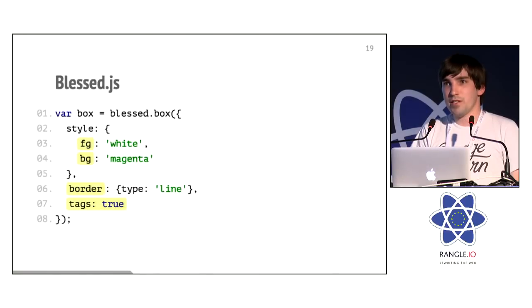But at the same time, it has really big disadvantages, well, for me at least, because it forces you to learn a lot. For example, if you want to render a really simple box with a blue background and white border, you have to define a style property with FG and BG properties. And if you want to add a border, you have to put a border property as an extra thing, and it's not a part of style. And this last thing, which is tags, I really don't know what it is.